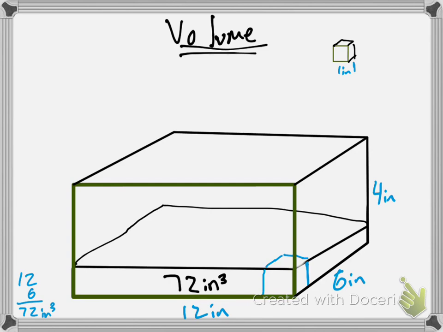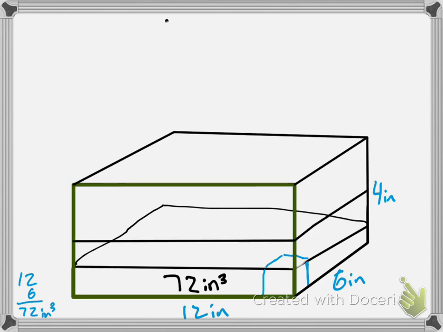Then we need to start thinking about this in layers. And I can build another layer on this. And in that second layer, there should also be 72. And in my third layer, there should also be 72. And in my fourth layer, there should also be 72. So that simply tells me that I can take the volume of one layer, or the volume of our base shape, and we can multiply that by how many layers there are going to be.